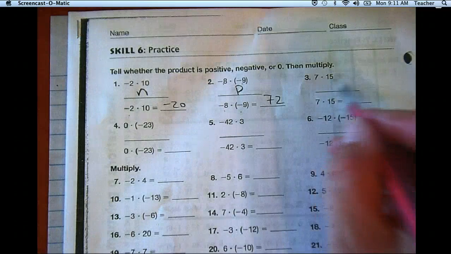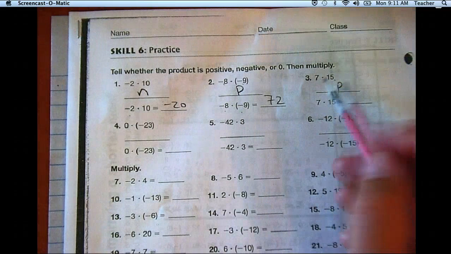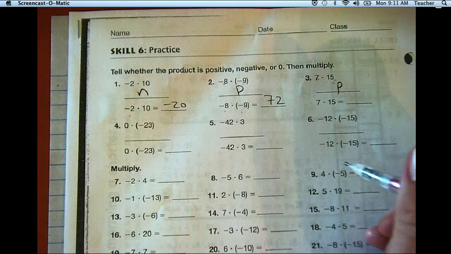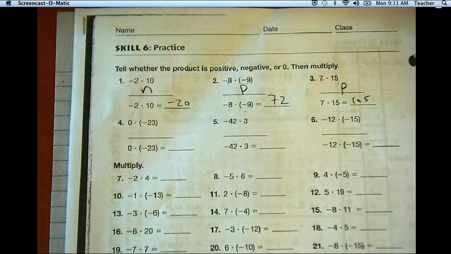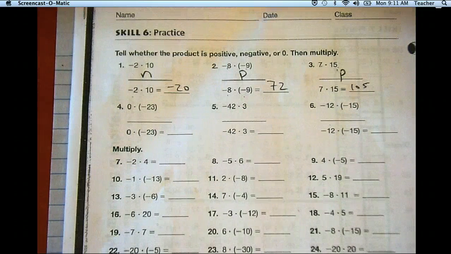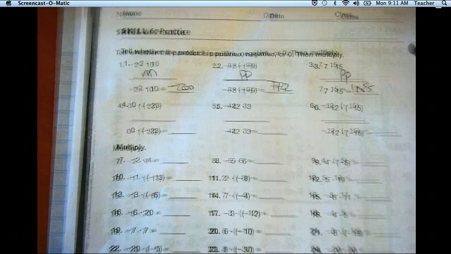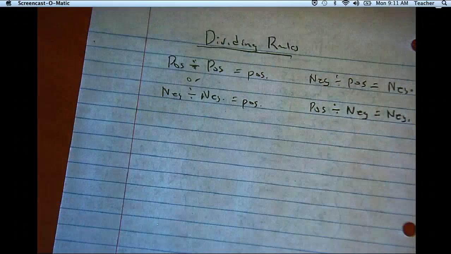That's what you're going to be doing in all these problems. The signs are the same, so it's positive. 7 times 15 is going to be 105. Okay? So your job is to finish off this side on skill 6. Those are all multiplication problems. Then after you do that, you're going to go back to the back side here and do the exact same thing.